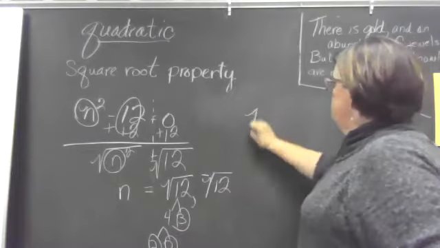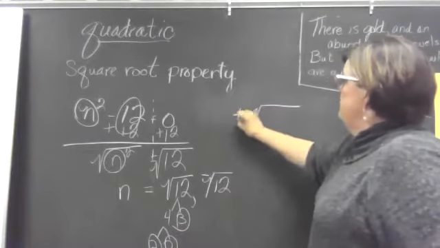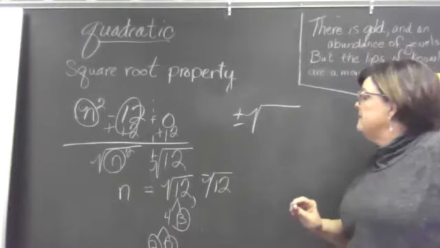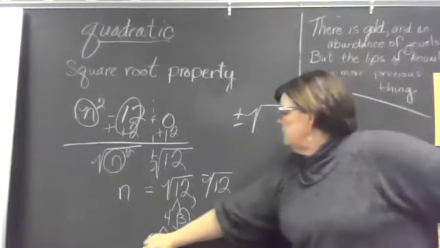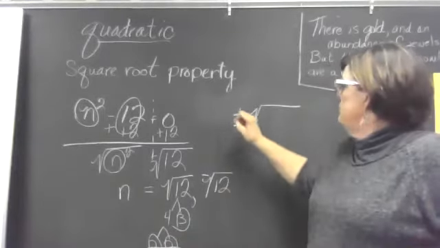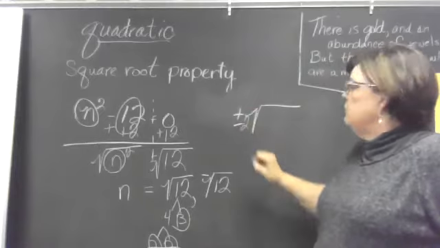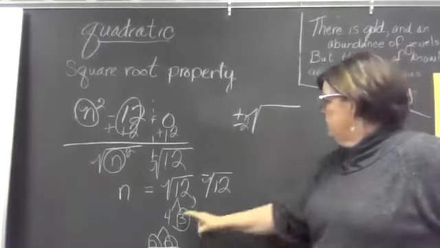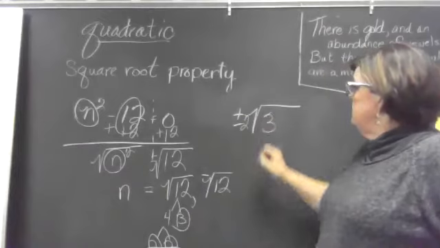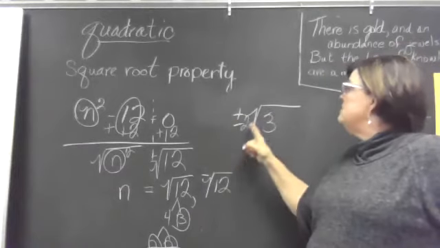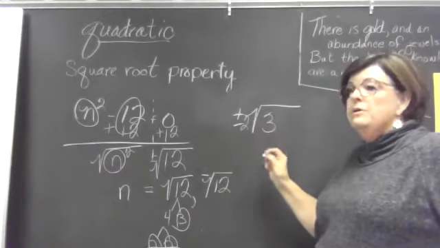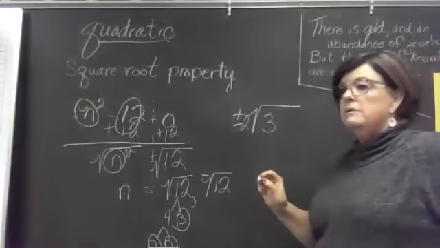Our final answer, since we're finding square root, will be plus or minus. And then we've got a set of 2's that can go out, and the 3 has to go inside. And so plus or minus 2 square roots of 3 is the final answer to this.